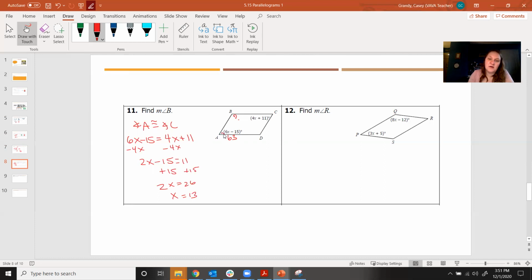So now I have some consecutive angles in a parallelogram. Consecutive angles in a parallelogram are supplementary. So I can say that 63 plus angle B equals 180. Subtract 63 from both sides, and angle B, or the measure of angle B really, is 117 degrees.